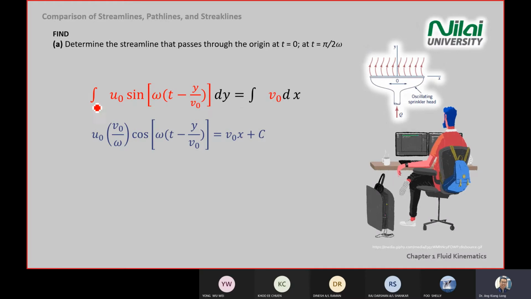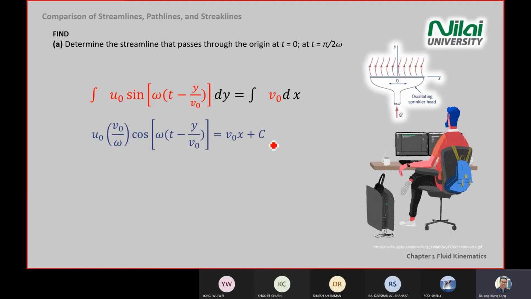Last lecture I already explained, when you don't have the integration boundary value along your integration sign, you will get a constant value in your answer. Okay, so if you don't understand why suddenly there's a constant value, again, go back to your calculus or advanced mathematics integration chapter. Okay.